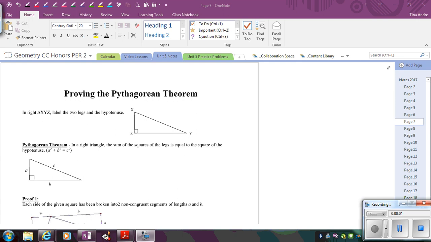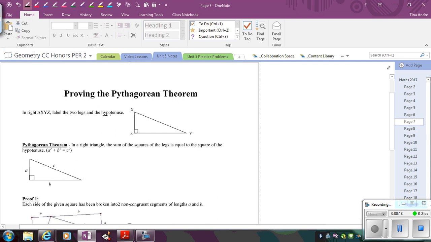In this video, we're going to look at one of many proofs for the Pythagorean theorem. So before we do that, though, we have to remember some vocab and remember what the Pythagorean theorem is. Whenever you have a right triangle, you have a hypotenuse and two legs. The hypotenuse is always going to be the side across from the right angle. So it's the longest side.